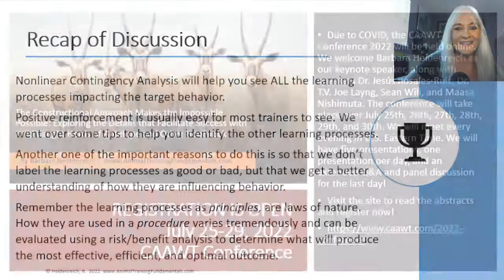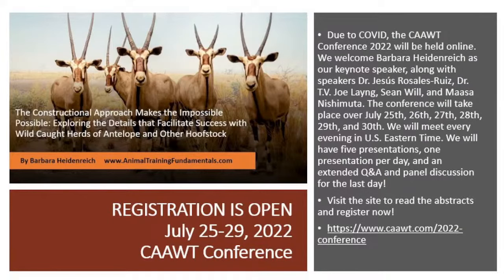Which reminds me, I'm so excited about this conference coming up in July, the Constructional Approach to Animal Welfare and Training, because I've put together a presentation that's all about using the constructional approach, which really focuses on this nonlinear contingency analysis, and about how to apply it with herds. And especially with wild caught herds of antelope, which I had an opportunity to work with quite a bit, and other hoofstock as well. I'm really pleased with how this presentation came out. It's also being translated into Japanese by Masa. And there are other speakers like Joe Lang and Jesus Rosales Ruiz and Sean and Masa.